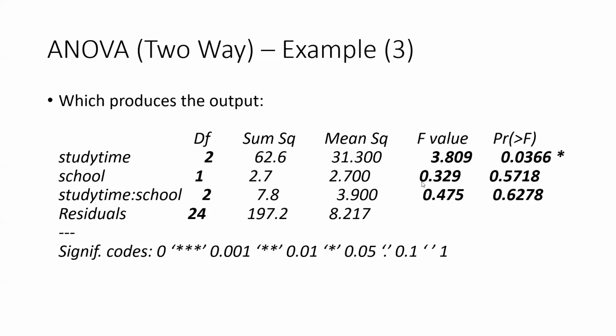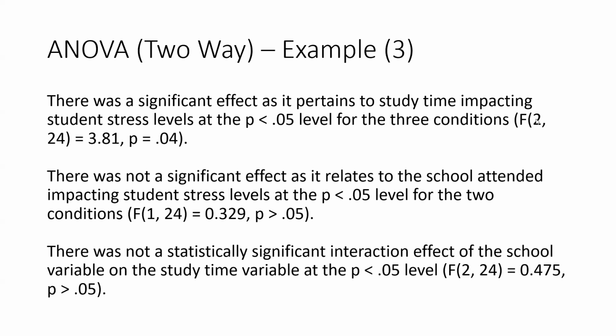Here are the F values for each of those hypotheses. And here are our degrees of freedom, 2, 1, 2, and there's the 24. So 2, 24, 1, 24, 2, 24. And if you need help or if this is going a bit quickly, just pause and take a look.